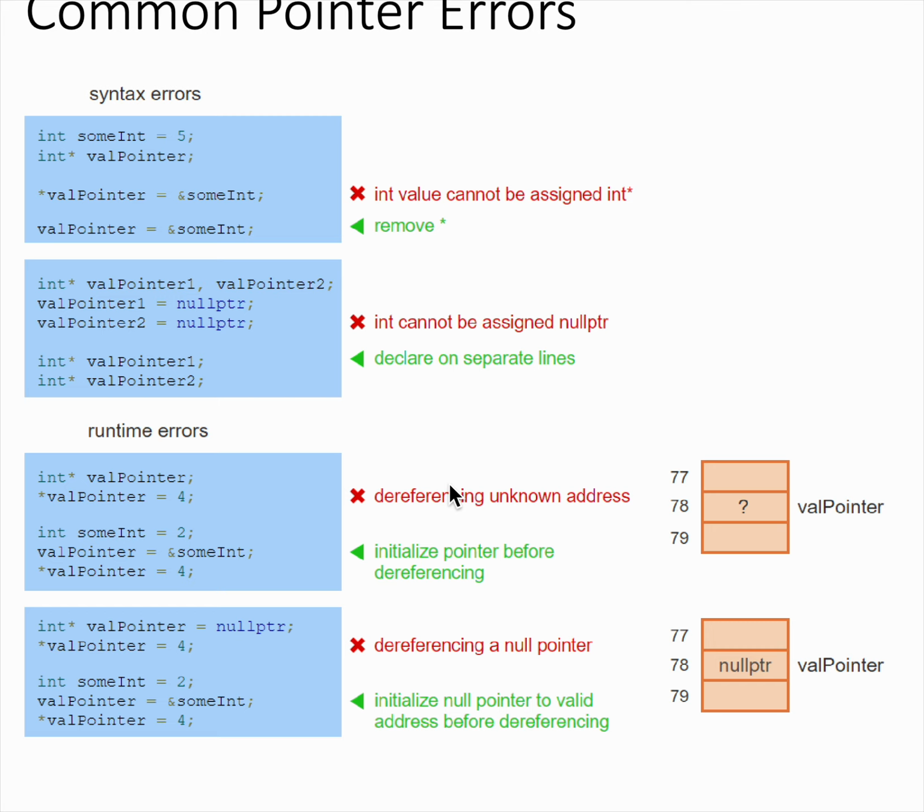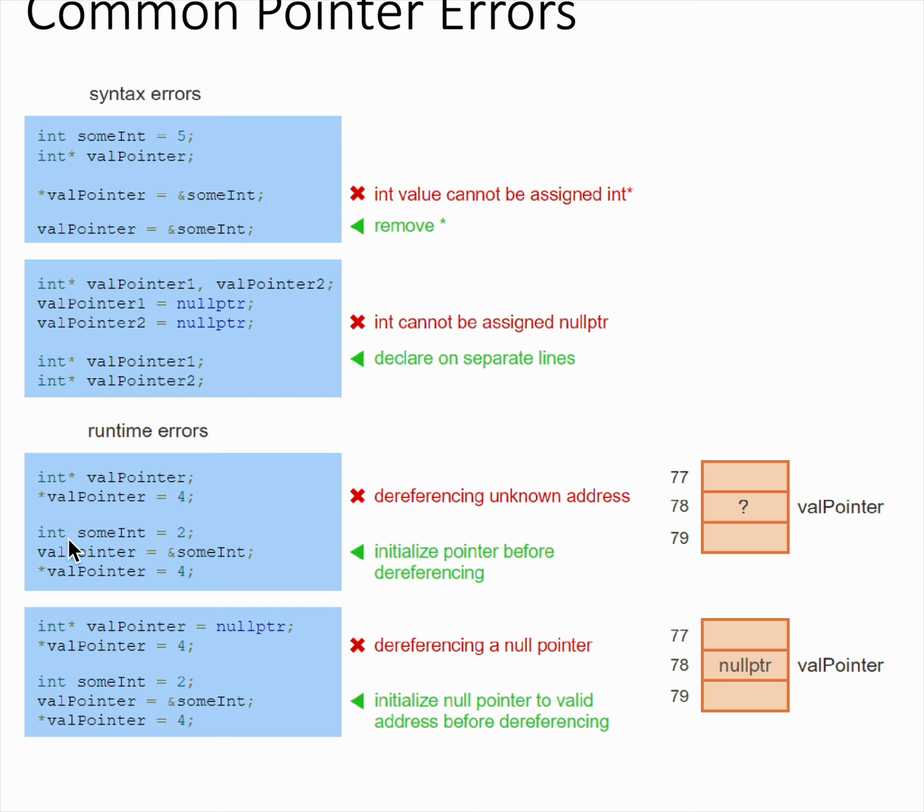And we have some runtime errors. So in this example, we're initializing a val pointer. We're setting the pointer to be equal to 4. However, this is incorrect because when you initialize a pointer, this pointer has no memory address in it. It's not storing anything. And when you're dereferencing a just created pointer, it doesn't know where you're pointing to. And therefore, you're going to have an unknown address.